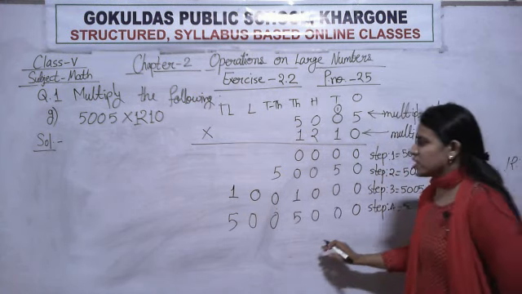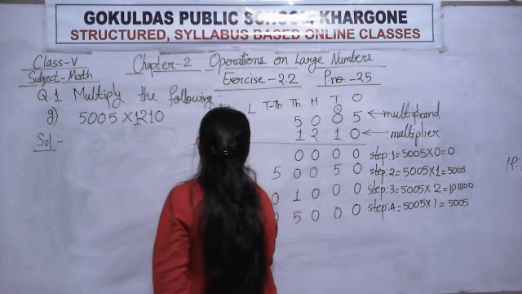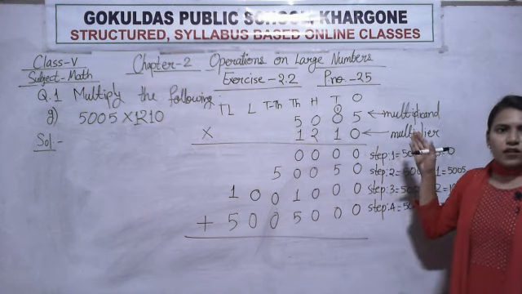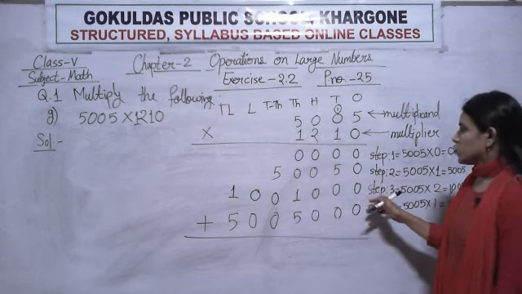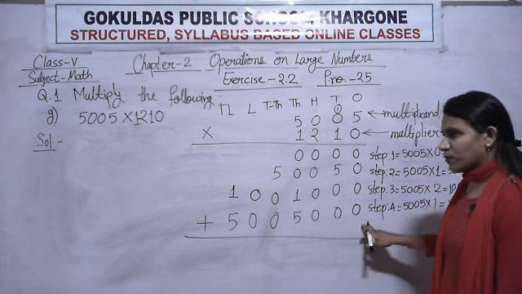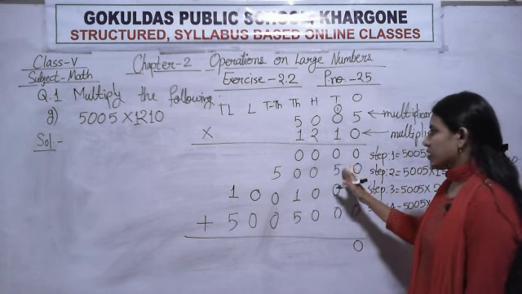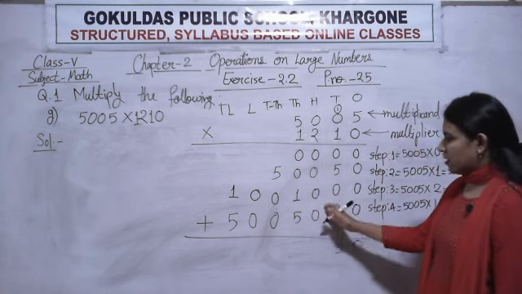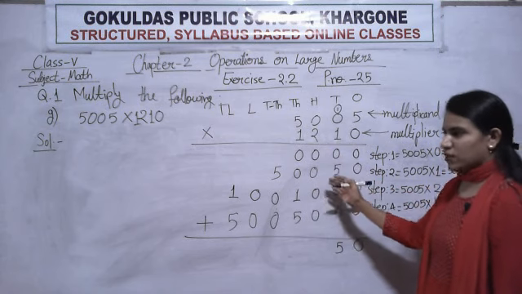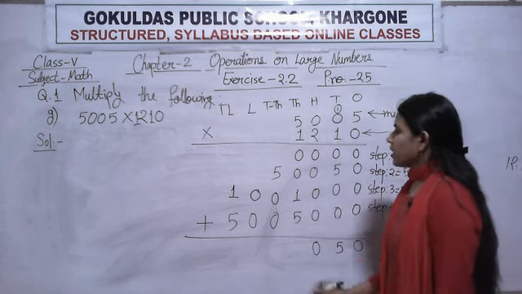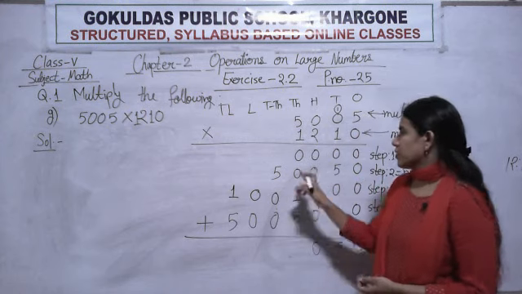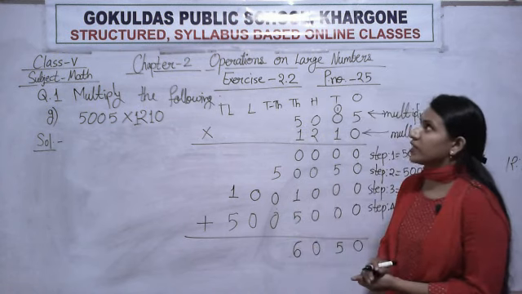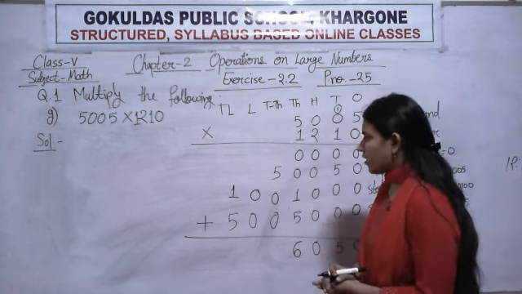Now add all these 4 step answers together. Always start adding from the ones column. So now add 0 plus 0 plus 0 plus 0 is 0. 0 plus 5, 5 plus 0 plus 0. We got 5. Now add the next column digits. 0 plus 0 plus 0 plus 0 is 0. Now add the digits in the next column. 0 plus 0 plus 1 plus 5. 1 plus 5 is 6. So we write 6.